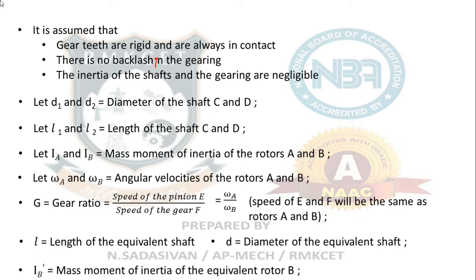And the new equivalent rotor at the right end, the driven rotor, is going to compensate for the removal of gears. All the torsional resistance is added to the right side disc, and this new disc is called B dash, and it has a new moment of inertia called IB dash. So this should be B dash.